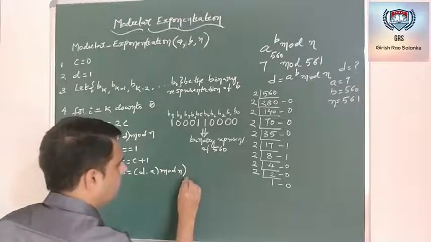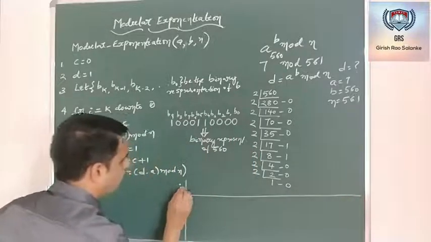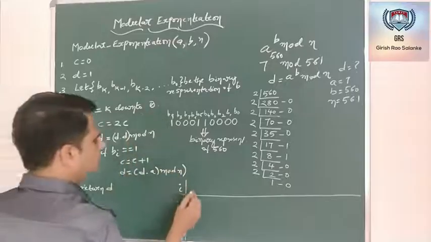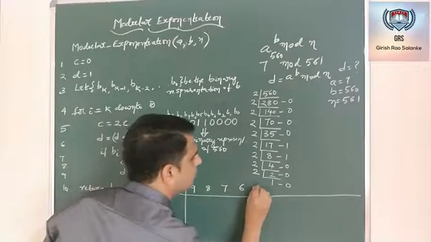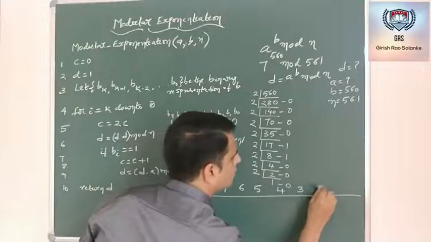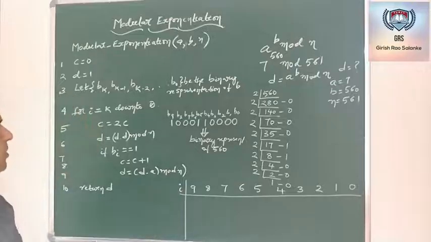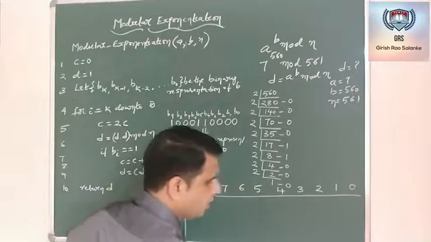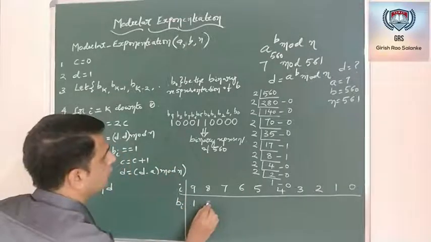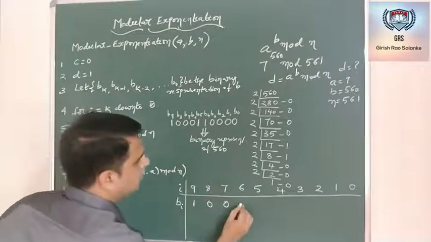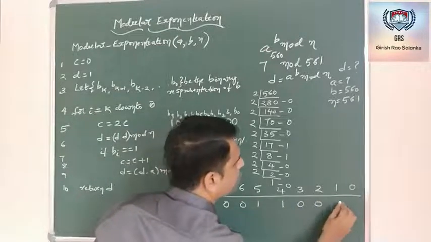Now what we will do? Let me have an I value running from 9 down to 0: 9, 8, 7, 6, 5, 4, 3, 2, 1 and 0. So this is my I. Now what are my BIs? My BI is this: 1, 0, 0, 0, 1, 1 followed by 4 zeros.